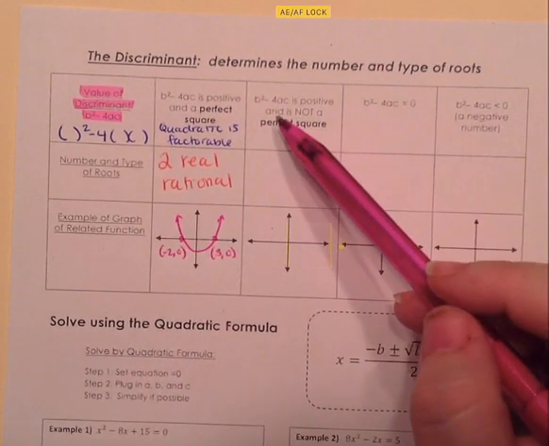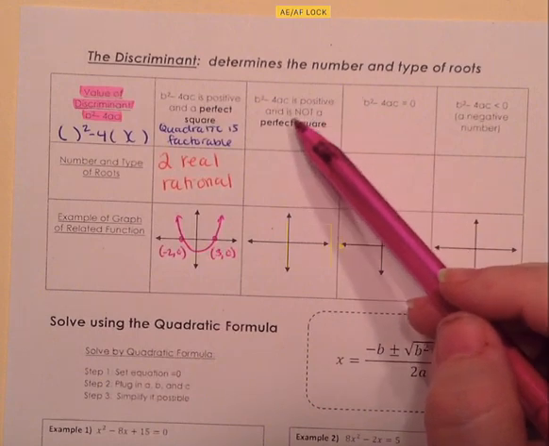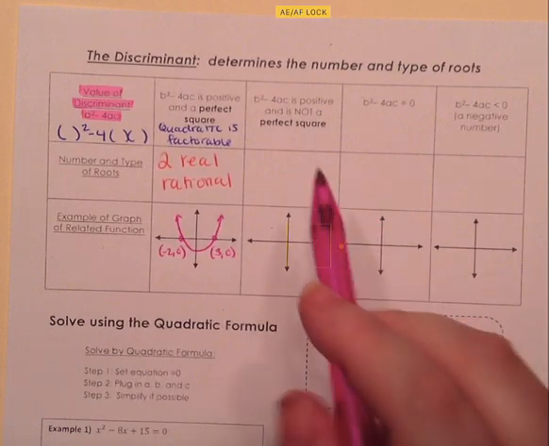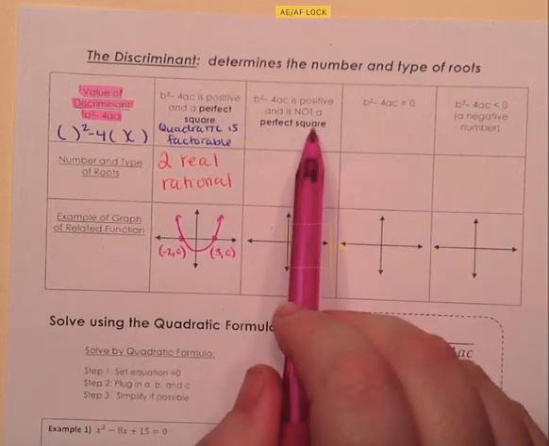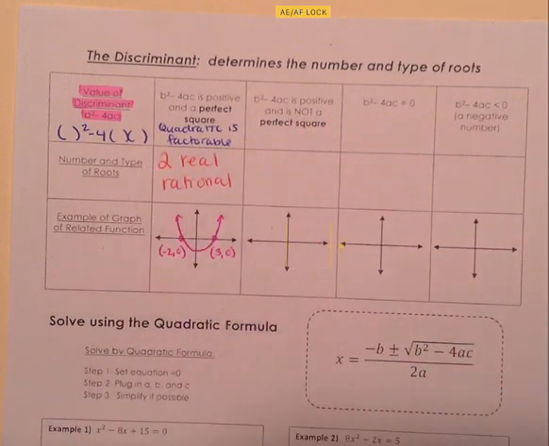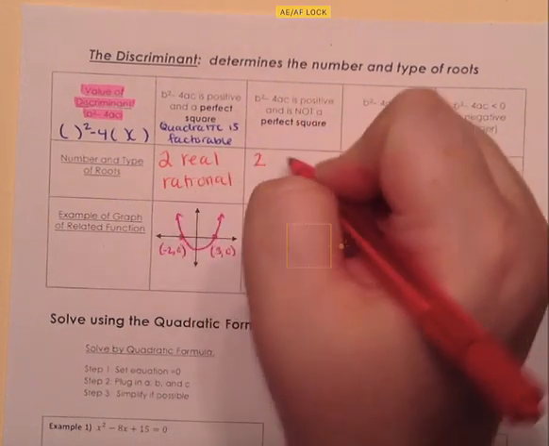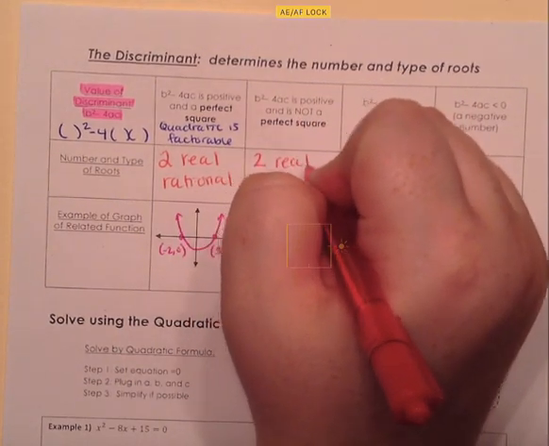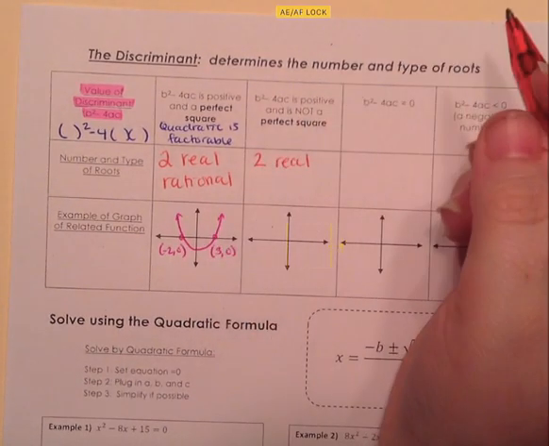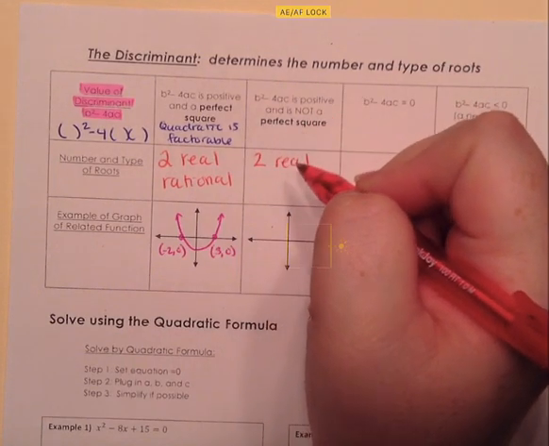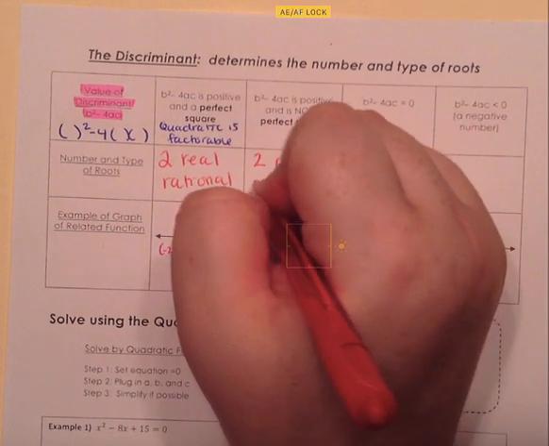For the next one, if b squared minus 4ac is positive but is not a perfect square, so any other number, so 2, 3, 5, 7, 8, any of those, you will still have 2 answers because it's positive. If it's positive, you'll have 2 answers. They'll still be real because it's positive. Because it's positive, you can take the square root of it. But since it's not a perfect square, they will not be rational. They will be irrational.